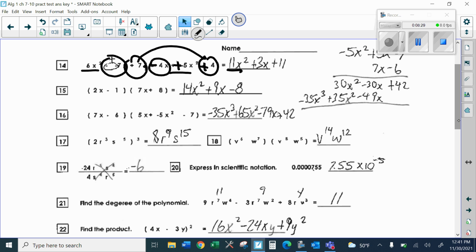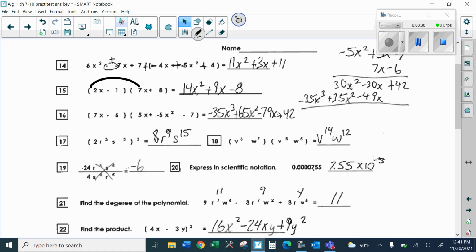Okay, next one, we are multiplying. Okay, you can just do 7 times 2 is 14x squared there. Then I have a 16x minus a 7x is 9x. And lastly, I have -1 times positive 8 is -8.